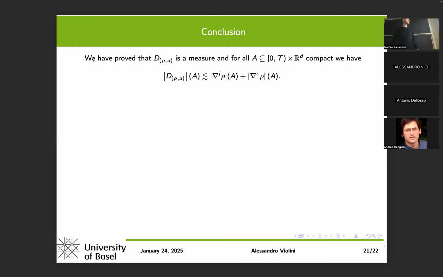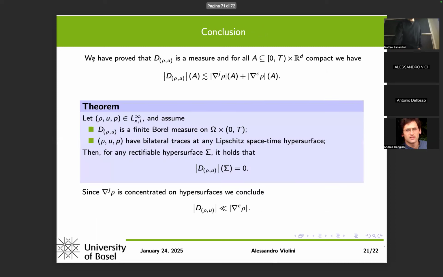Now, I have no time, of course, but the second part of our work is to prove this theorem, which is slightly more technical, because the previous one I just took from Alberti-Ambrosio. If rho is BV, then the dissipation is a finite measure, and they have a trace. Then the dissipation measure is not measuring hypersurfaces, any hypersurfaces. And since the jump part of the gradient of rho is concentrated on hypersurfaces, I will not measure that hypersurface. And in this case, you can get this result. So it's really concentrated on the Cantor part of rho.